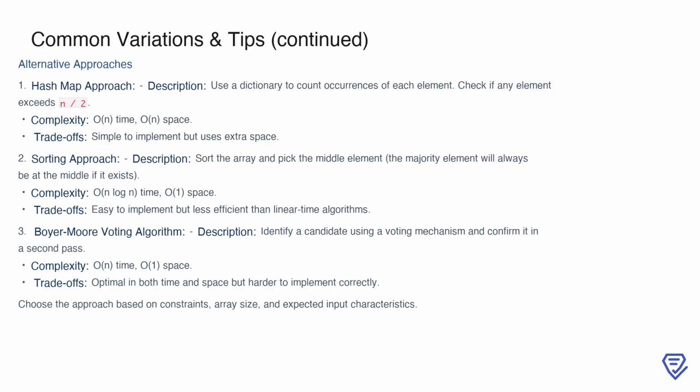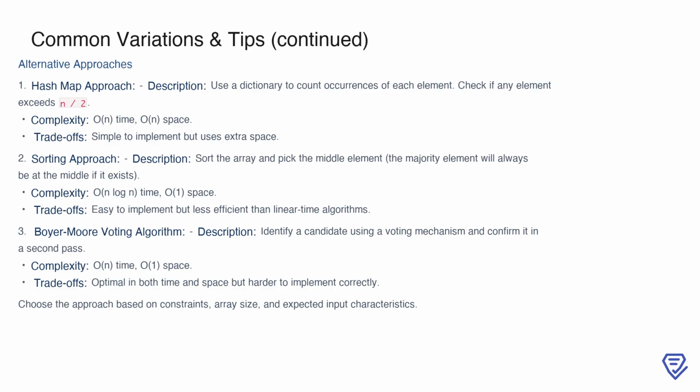Finally, let's explore alternative approaches to solving this problem. The hash map approach is straightforward. Use a dictionary to count the occurrences of each element, and then check if any element exceeds n/2. This method runs in O(n) time but requires O(n) space due to the dictionary.